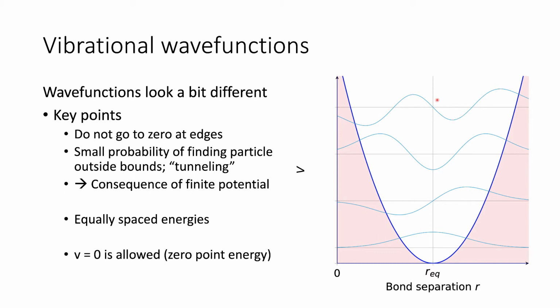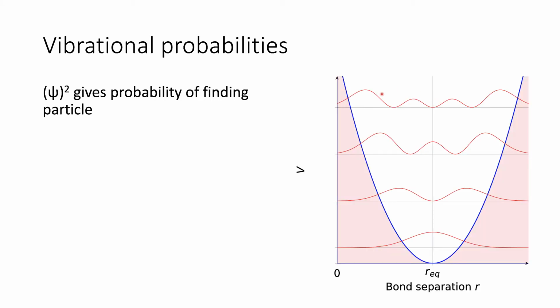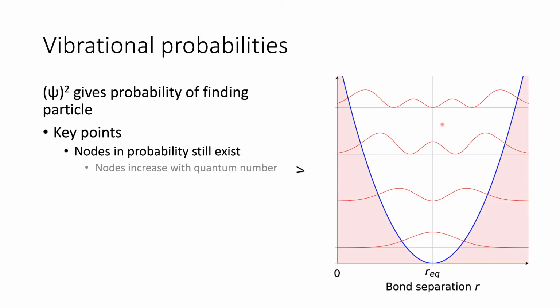So let's have a look at what happens when we consider the probabilities. Remember, if we square the wave function, we get the probability of finding the particle. When we do this for the vibrating diatomic, we get this distribution. Again, the key point we wish to see is that the nodes in probability still exist. So as we increase the quantum number, we increase the number of nodes. But we also see that we have a more sizable peak at the edges of the well than we do in the middle of the well.